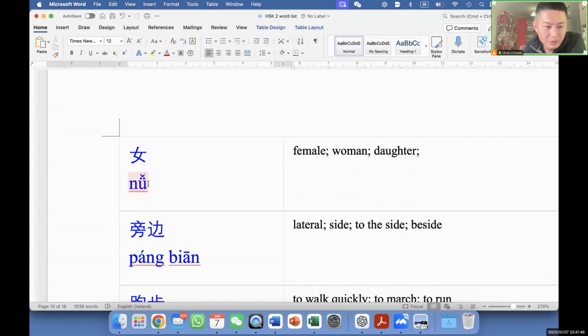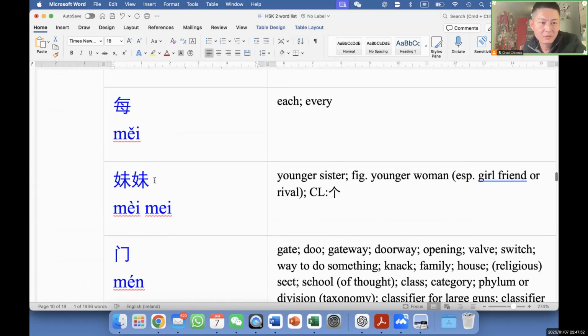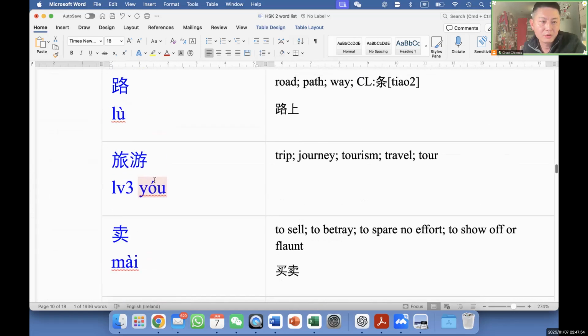Oh, you spelled that right. Very good. And then you couldn't spell this right. Where was it? Yeah. That's much better. Okay. 旅游.